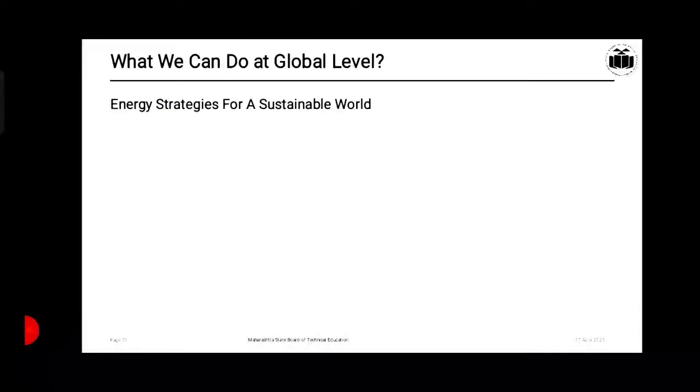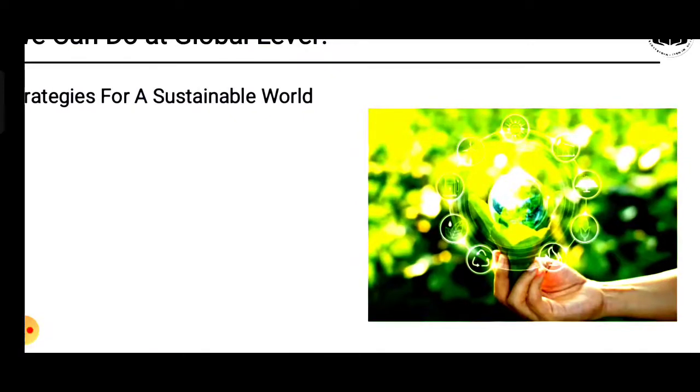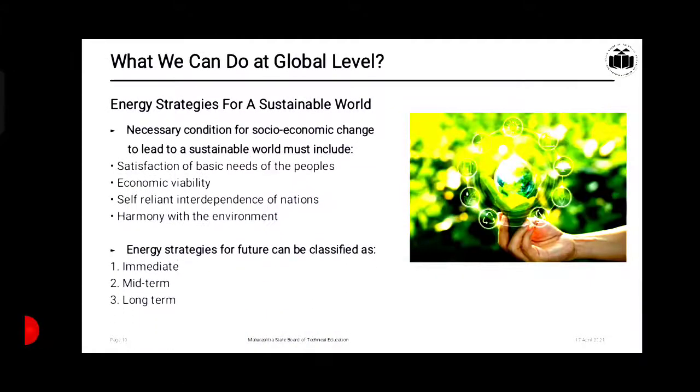Now we are going to understand how we can conserve energy at a global level: energy strategies for a sustainable world. At first, we are going to learn these points.